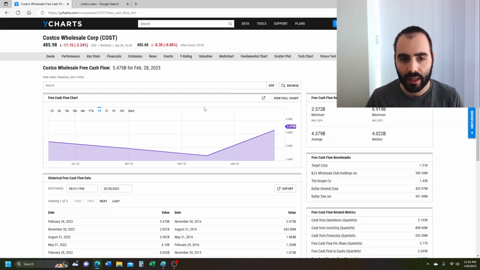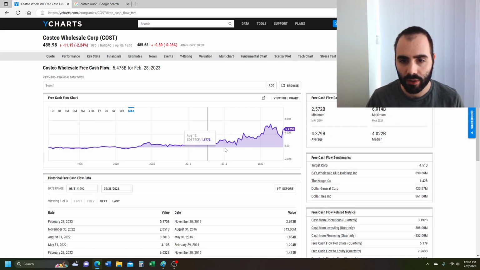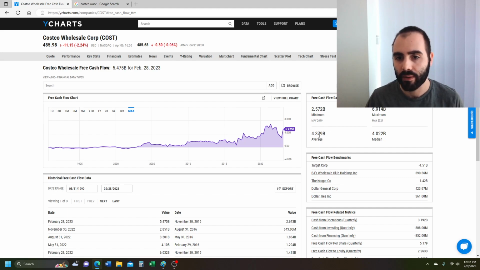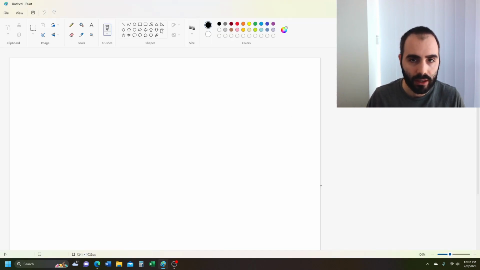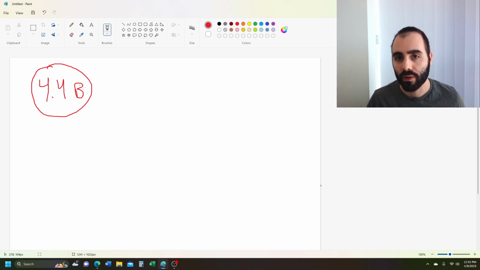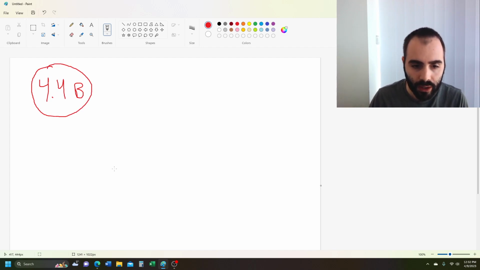We can see that the average free cash flows over the last 5 years is about $4.4 billion. So this means that on average per year over the last 5 years, Costco's made $4.4 billion per year. So let's write that here on paint. So on average, their cash flow is 4.4 billion. Okay, so this is the average cash flows over the last 5 years per year.